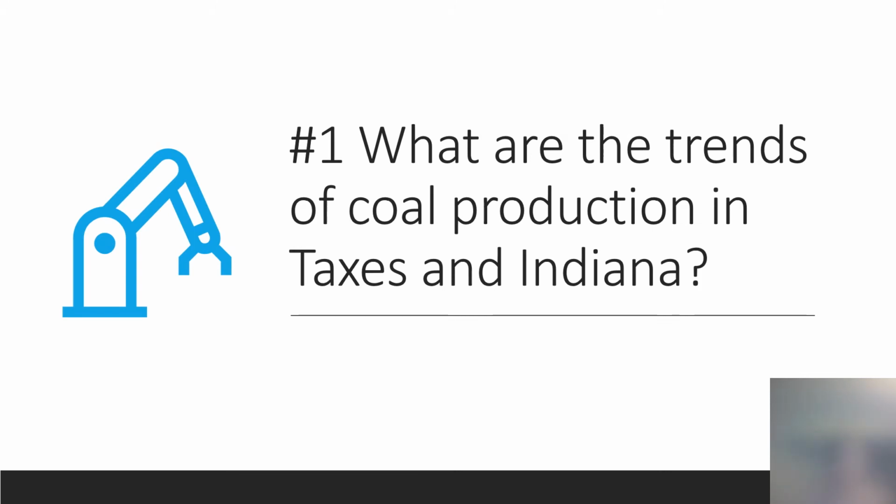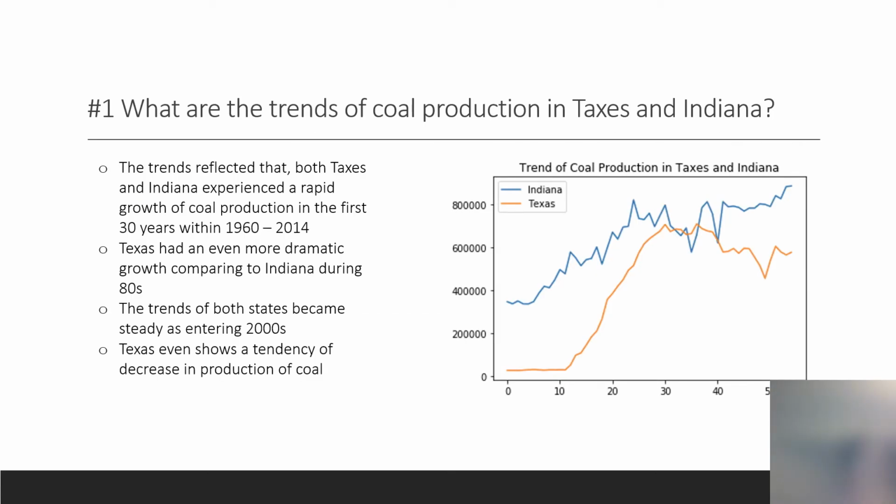First question, what are the trends of coal production in Texas and Indiana? This visualization shows both trends of coal production in Texas and Indiana. The blue line represents Indiana and the orange line represents Texas. The trends reflect that both Texas and Indiana experienced a rapid growth of coal production in the first 30 years within 1960 to 2014. Texas had an even more dramatic growth compared to Indiana during the 80s. The trends of both states became steady as entering the 2000s. Texas even showed a tendency of decrease in production of coal lately.